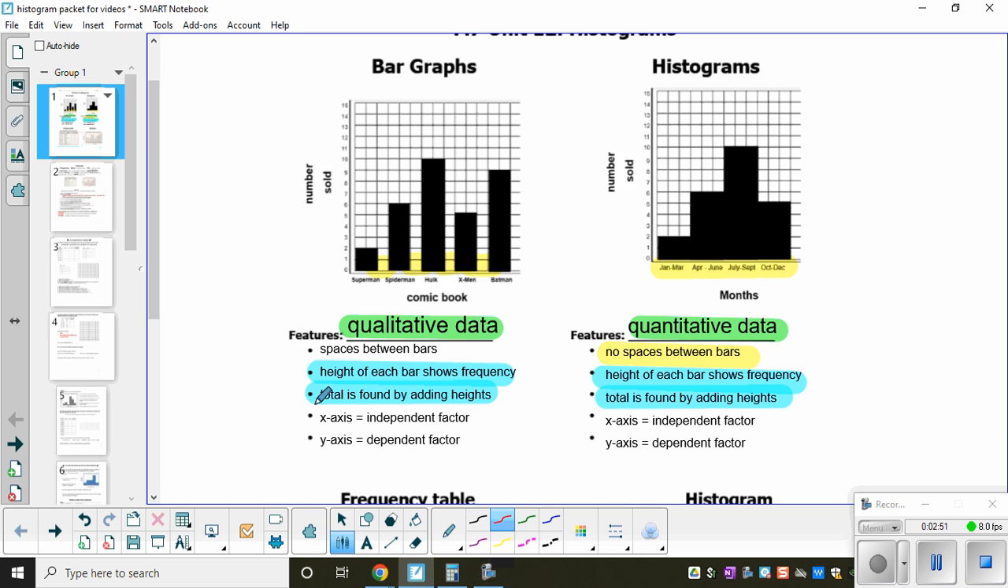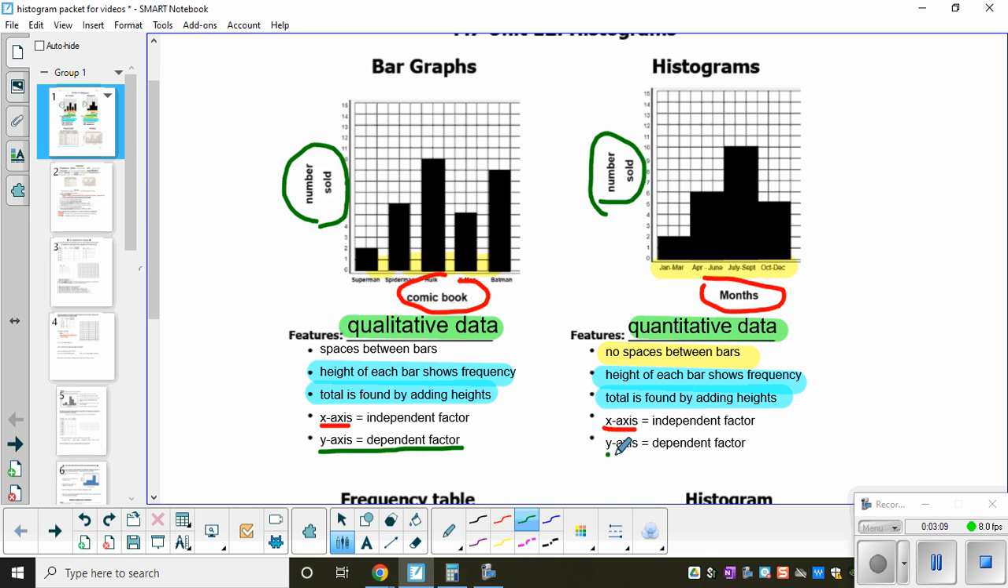Another thing that they both have in common, y'all, is that the x-axis is always going to represent your independent factor. So down here on the x-axis, this is independent. And what they both have in common is that here on the y-axis, this is always going to be the frequency, and it's the dependent factor. So these are just the features, and I wanted you guys to go ahead and take notes on that. As the video unfolds, you'll be a little more comfortable with what I meant by all of this information.